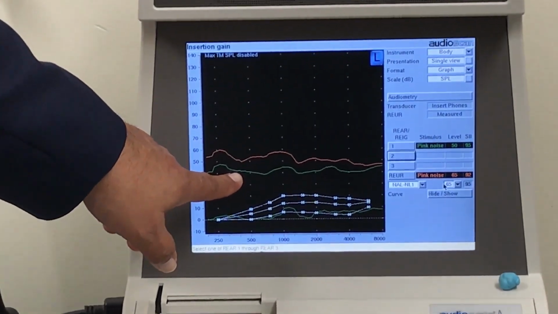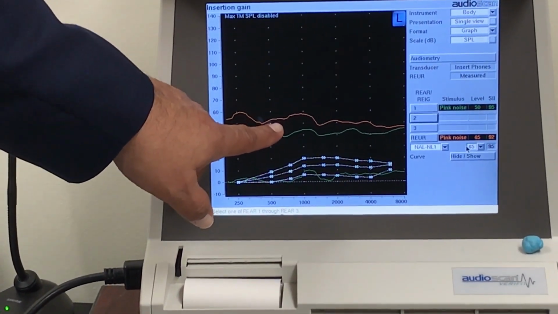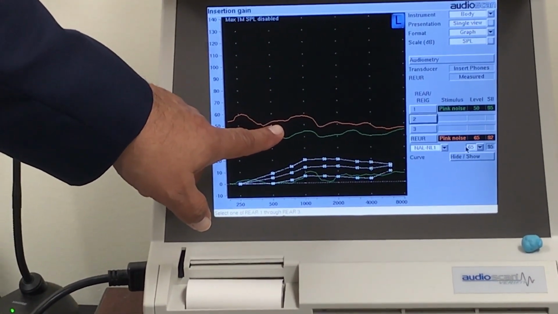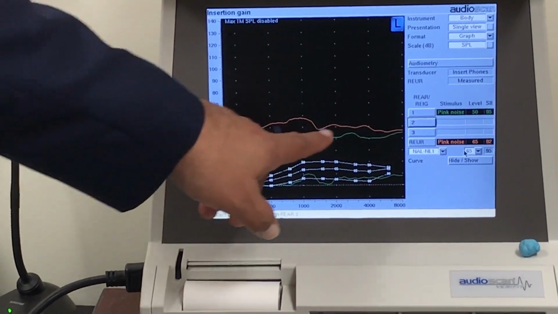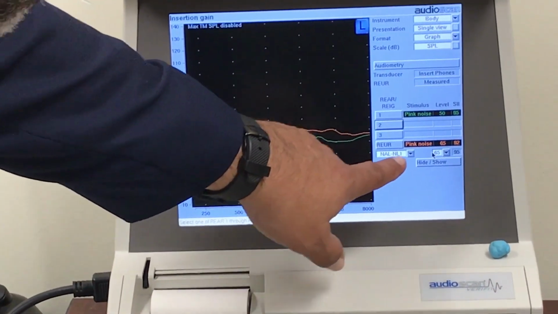That's my unaided. That's my aided, right? The difference between these is gain. That's my insertion gain. This response is my real ear aided response, and my real ear aided response has an output.